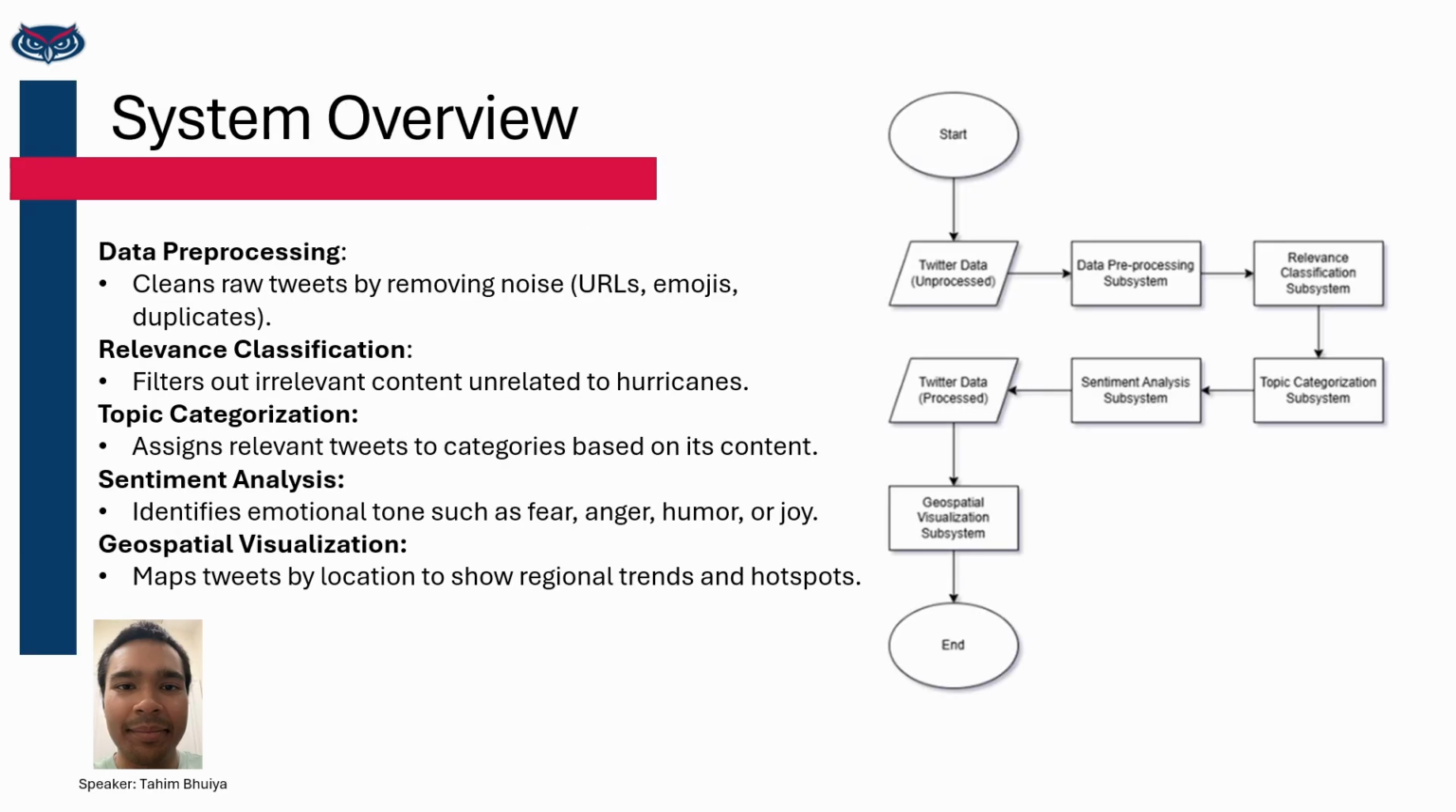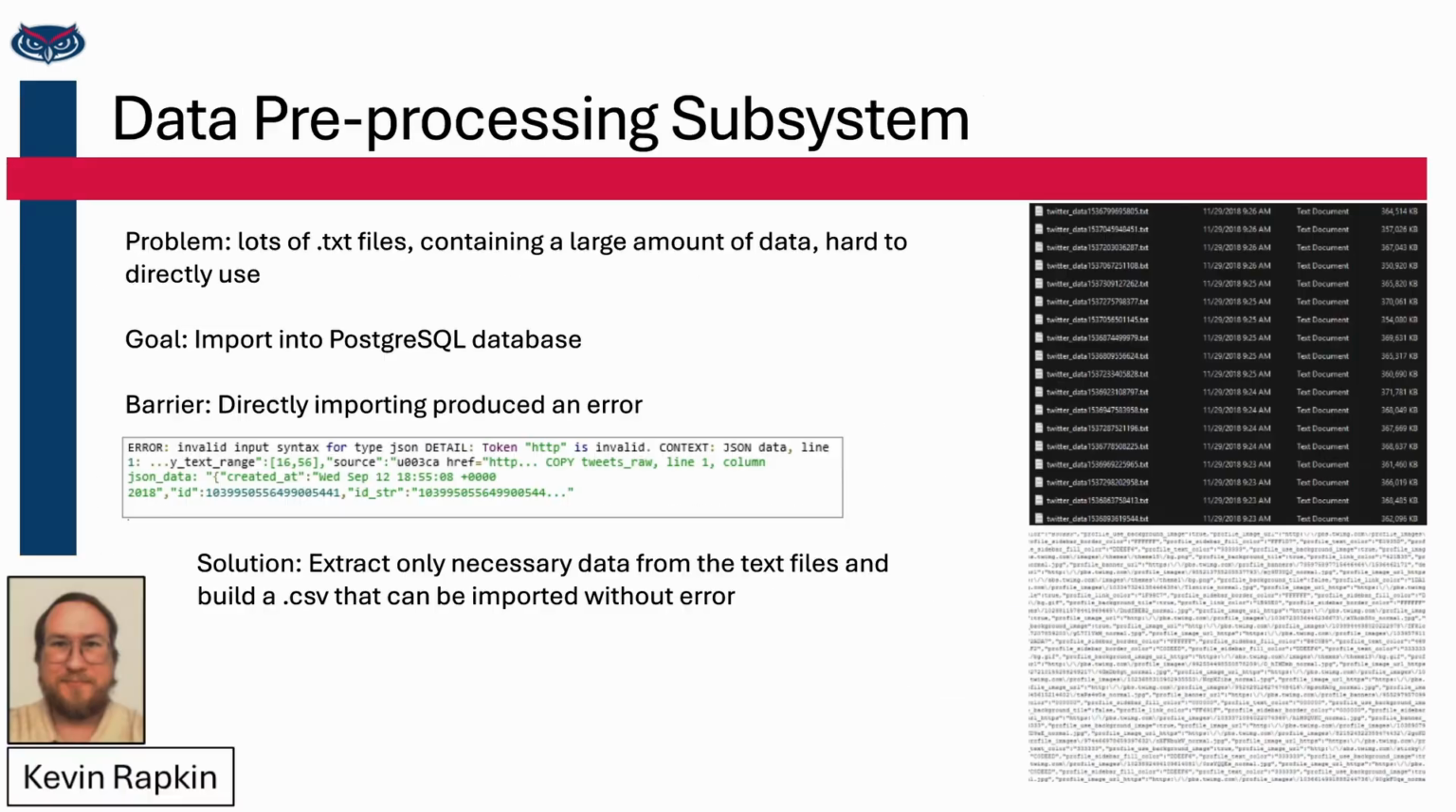Okay, so now we'll take a look at our system overview, where we'll look at the flow of our data through our subsystems. So we start with data pre-processing, where the raw tweets are cleaned and normalized. Next is the relevance classifier, where we filter out the tweets unrelated to hurricanes. And then the remaining tweets are categorized into different topics. And then the sentiment analysis identifies the emotional tone of our data. Finally, all of the processed data is mapped through our geospatial mapping subsystem to reveal trends and activity hotspots.